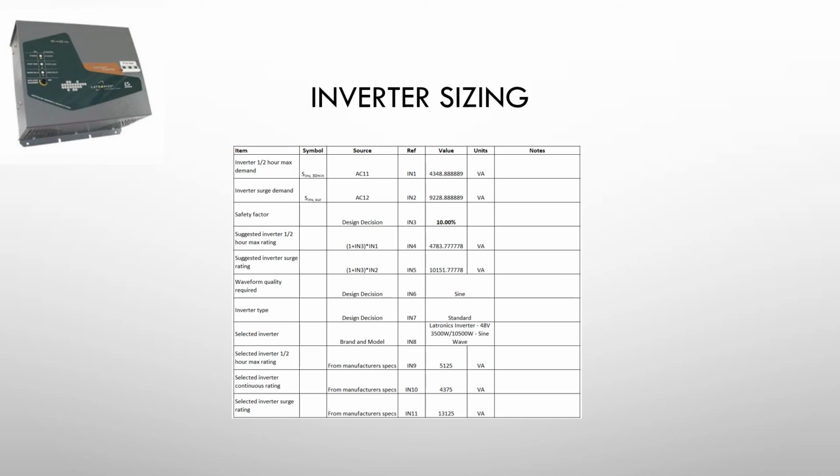The selected inverter was the 48V 3500 watt sine wave electronics inverter. This inverter was selected because it met the required rating of the system. It had a half-hour max rating of over 5,000 volt amps, which met the required rating of 4,800 volt amps. It also had a continuous rating of over 4.3 thousand volt amps and a surge rating of over 13,000 volt amps. The inverter cost $3,883 and was selected for its reliability as well as the long warranty period offered.